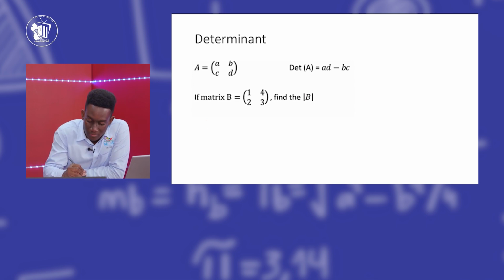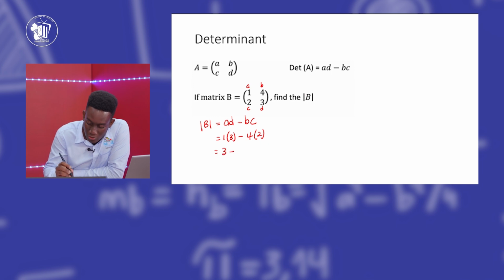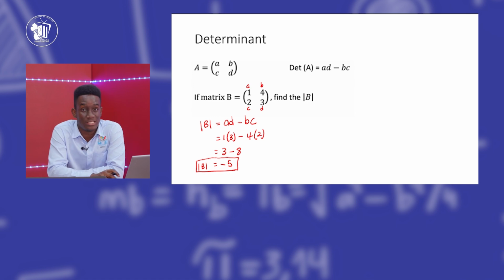So the determinant of B is equal to AD minus BC. This is A, this is B, this is C, and this is D. So the determinant here would be A, which is 1, multiplied by D, which is 3, subtract B, which is 4, multiplied by C, which is 2. So 1 times 3 gives us 3, subtract 4 times 2, which gives us 8. So 3 subtract 8 is negative 5. So the determinant of B is negative 5, and that is how we find the determinant.